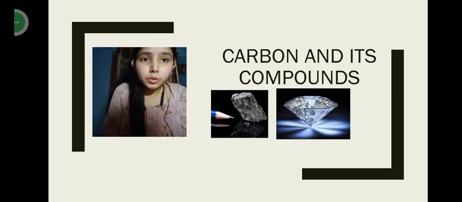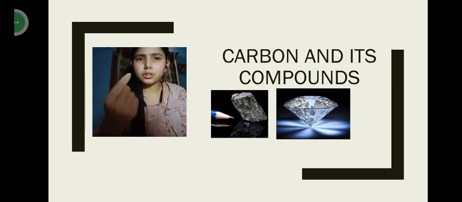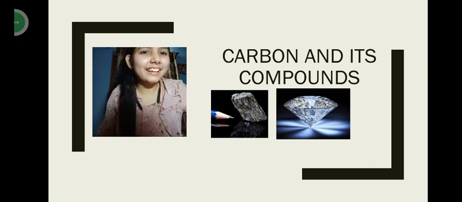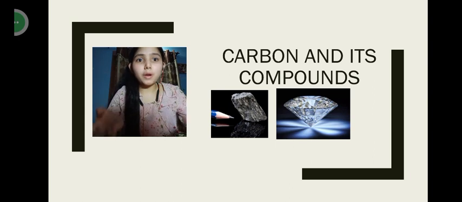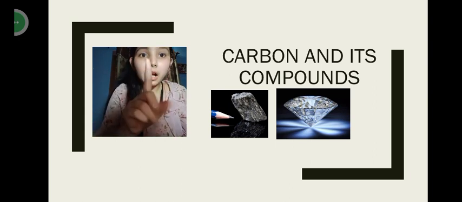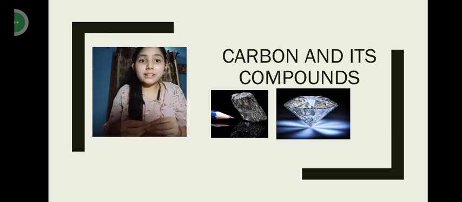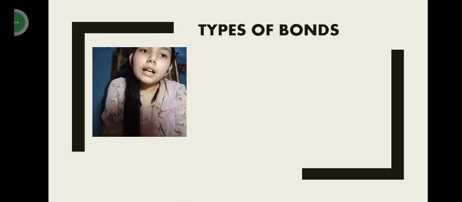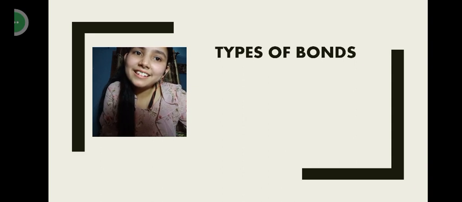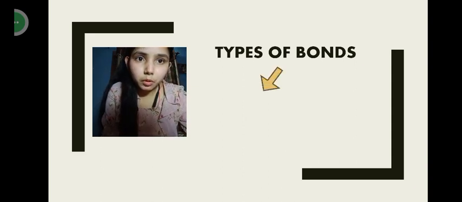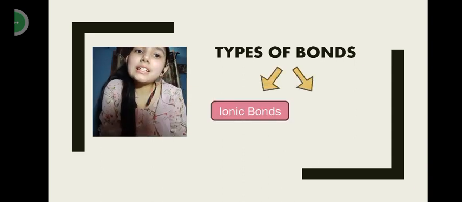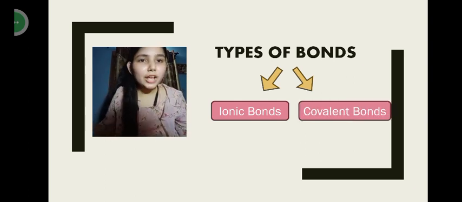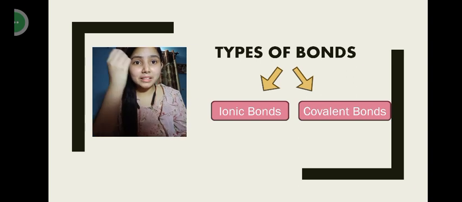So what are the bonds? Are there different types of bonds, or is there a single type which carbon makes? No, let us discuss that. Before getting ahead to compounds, we have to learn about bonds, right? How they are combining. So types of bonds. There are two types of bonds, right? First is ionic bond and second is covalent bond. As usual, heavy names but easy meaning.